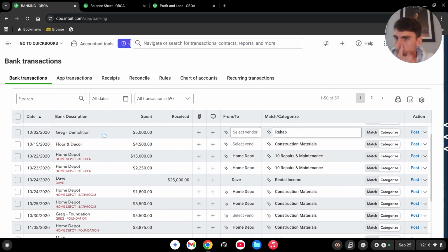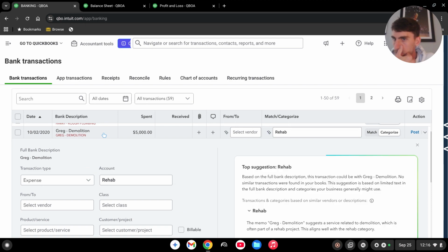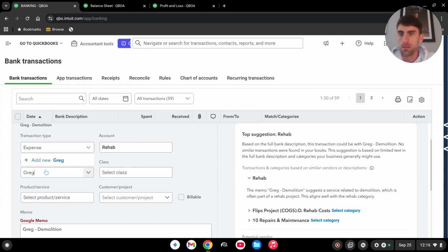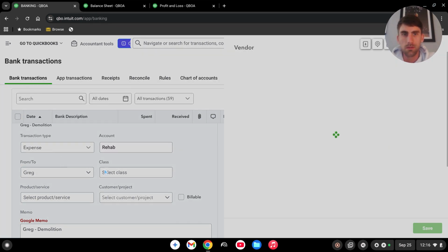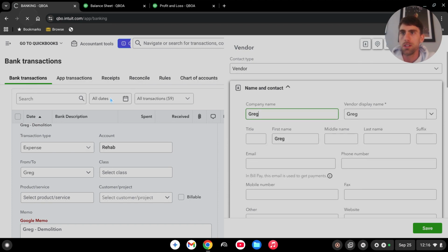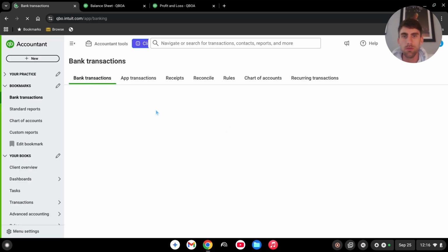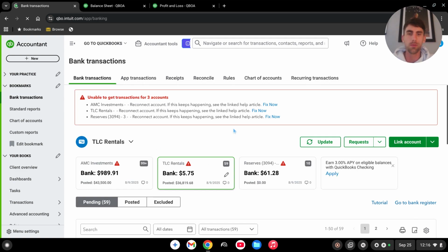Let's go into Greg here. So Greg is a subcontractor. So maybe we need to make a new vendor for Greg. I don't know why I always have to refresh this. It's kind of a glitch in QuickBooks. But anytime you have a subcontractor, you want to make sure they fill out a W-9 so that you can get all the information from them.